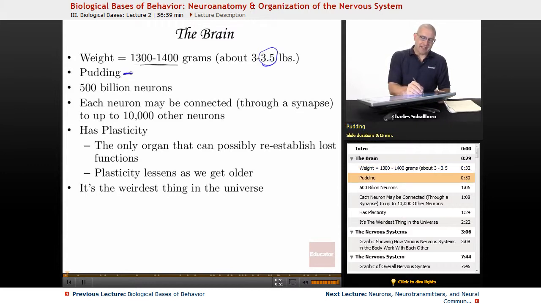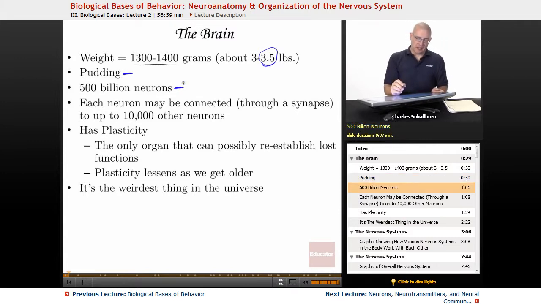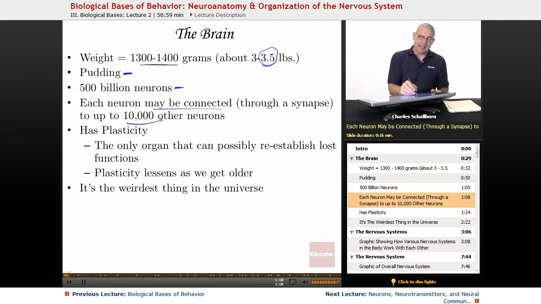The brain has the consistency of pudding. So a lot of the brain is what are called glial cells, the little glue cells that hold things together. Pudding, you can literally use a little suction device to suck brain tissue out. The brain contains about 500 billion neurons, and each neuron may be connected through a synapse to up to 10,000 other neurons. Now, you think you have a lot of friends when you've got 2,000 on Facebook, but each neuron might have 10,000 other connections.